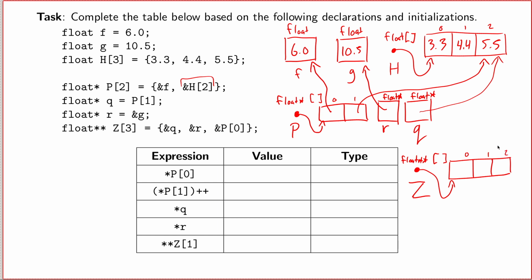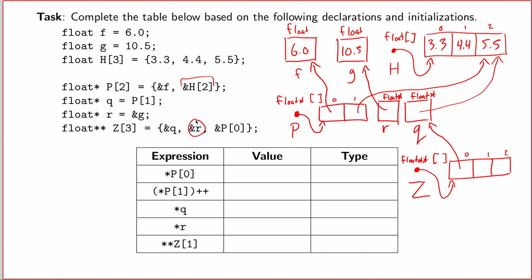And they're going to be arrow pointing at q. So every element of z is of type float star star. So what is the type of arrow pointing at q? Well, q is a float star. So an arrow pointing at q is a float star star. So this is valid. So we've got this.